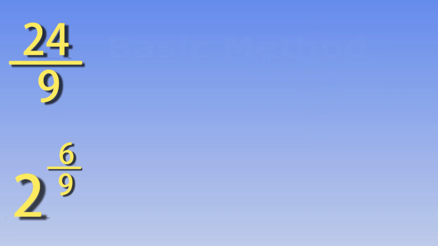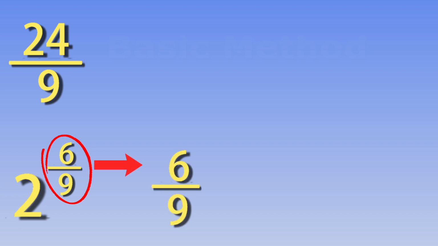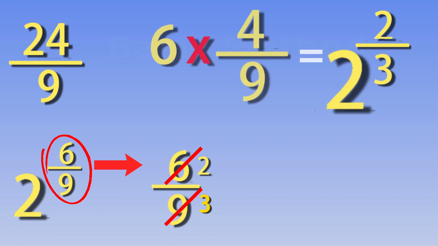Hopefully you can see that we can simplify the fraction part of this mixed number by dividing top and bottom by 3, since 3 is the highest common factor of 6 and 9. 6 divided by 3 equals 2, and 9 divided by 3 equals 3. So 6 over 9 becomes 2/3, and our final answer to the problem is 6 times 4 over 9 equals 2 and 2/3.